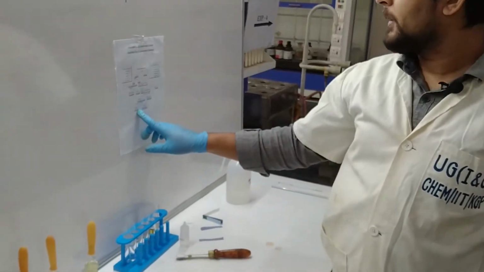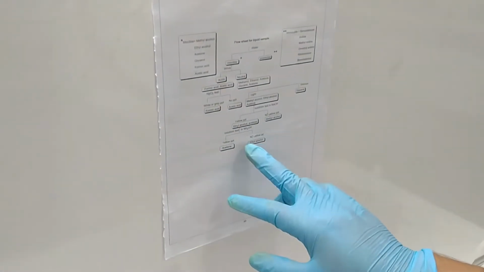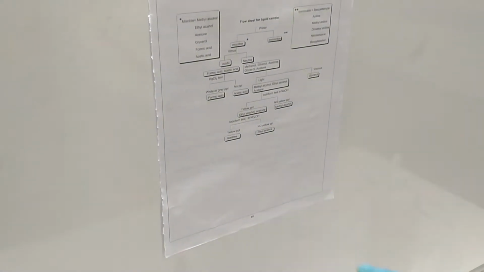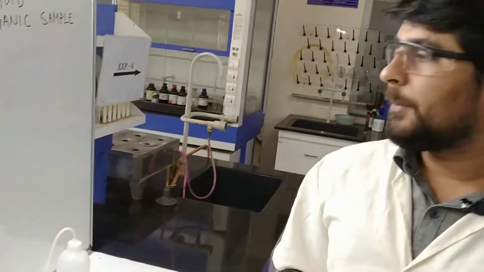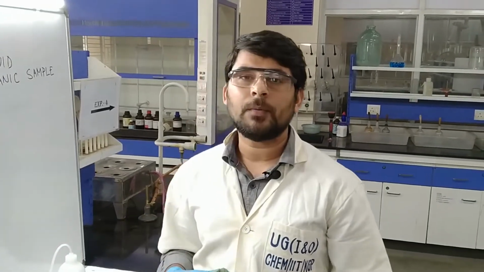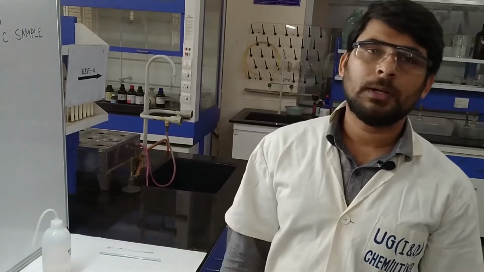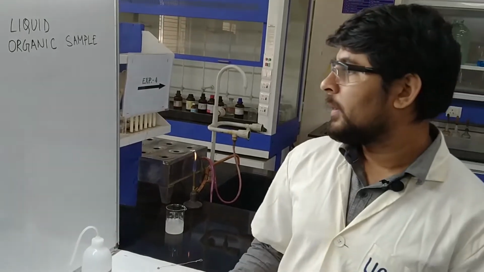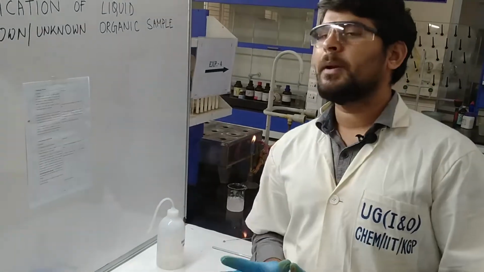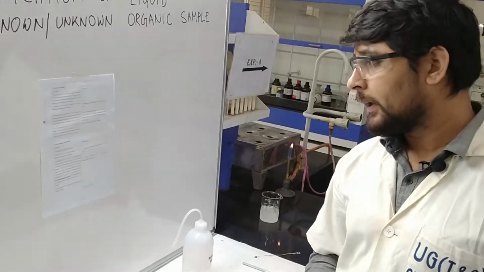According to the flow chart, we got no yellow PPT. That means what? Ethyl alcohol. So this is our preliminary test, and we have completed all the preliminary tests. So now what do you have to do? You have to perform the confirmatory test for the ethanol. Okay, now as we completed the preliminary test, we are going to perform the confirmatory test for the ethyl alcohol.